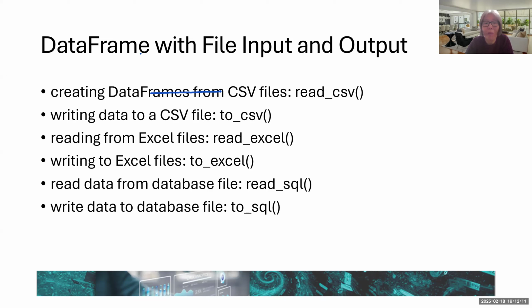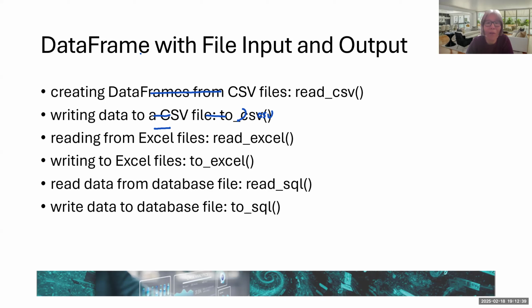For CSV files, we already saw some examples. If you want to read data, to create a data frame from CSV, you call read_csv. It also allows you to write. So you have a data frame, you want to save it to CSV, you can call to_csv. So this is for CSV.